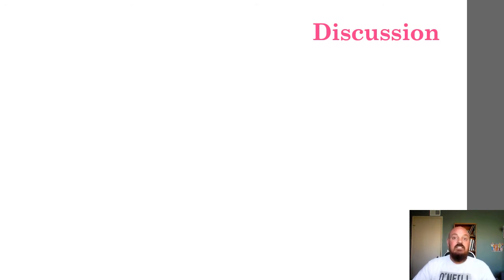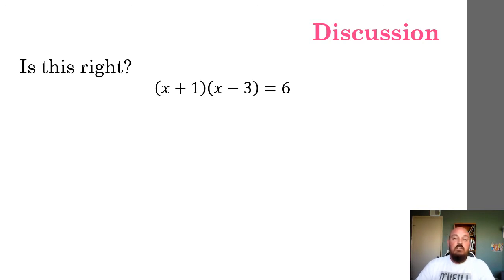Now here's a discussion question. I'm going to work out a question and we're going to talk together in the video about whether I did it right or not. So let's say the equation we're trying to solve is x plus 1 times x minus 3 equals 6. So I say, well, let's do what we did in the last one. It's factored. I have an x plus 1 and an x minus 3. It's equal to 6. That's the number this time.